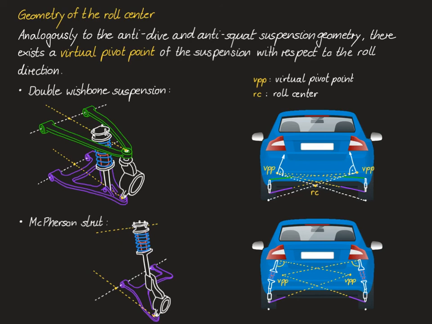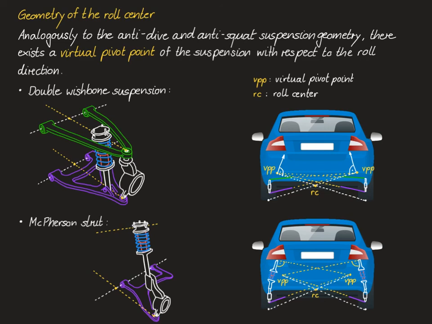So we define the midpoints of the tire road contact patch and connect them with the two virtual pivot points. Since the roll center must lie on both of these white dashed lines, it is located right at their intersection.